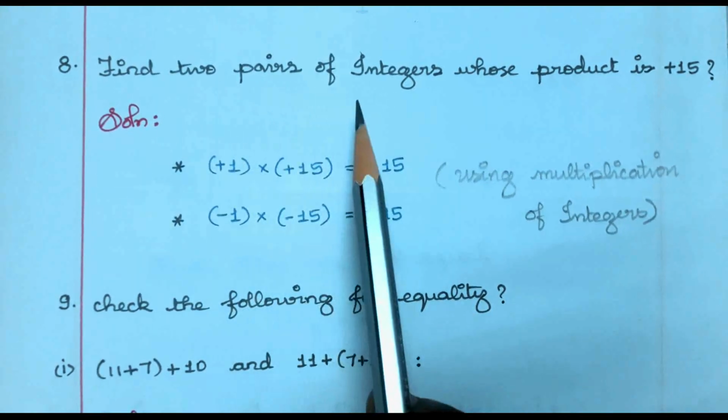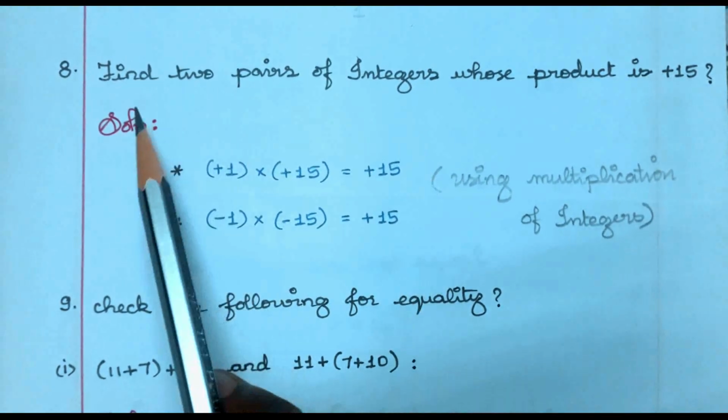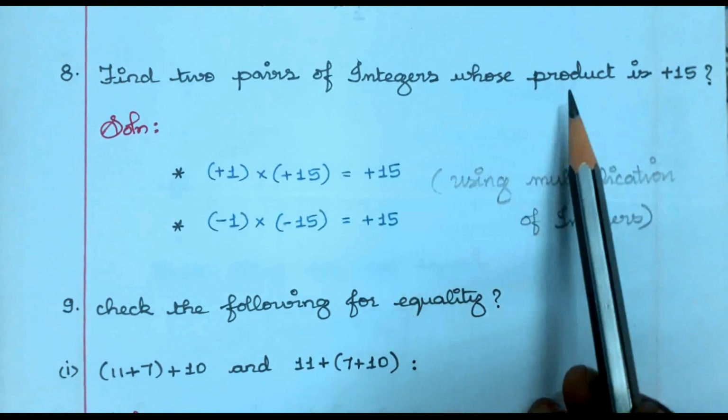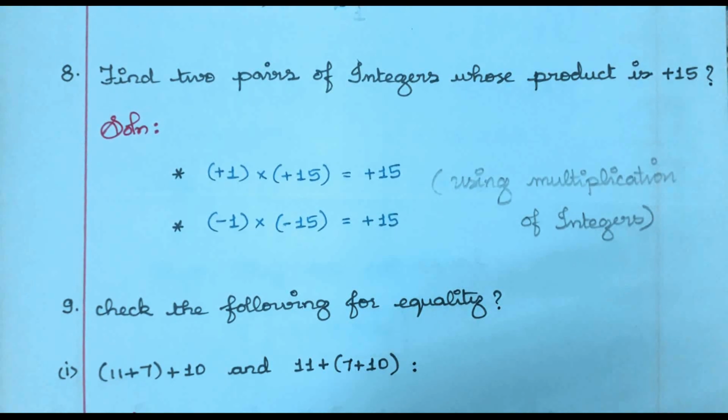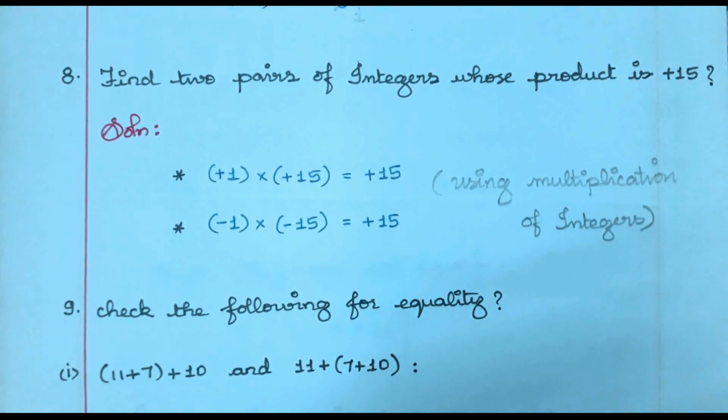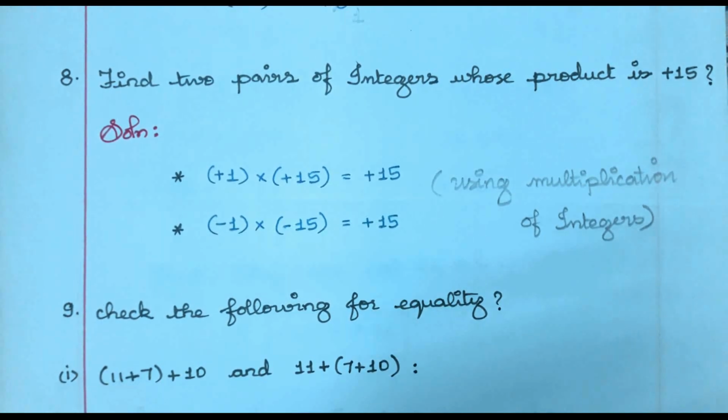Yes. Find two pairs of integers whose product is plus 15. Clear? So solution. What the question says is we are going to find a pair of numbers. When you multiply those two numbers, you want to get the answer as 15.